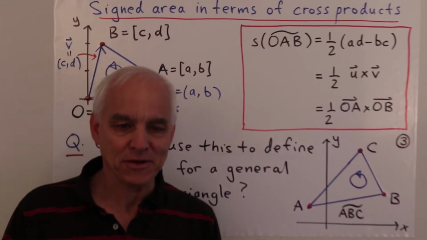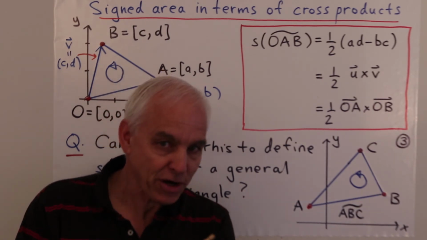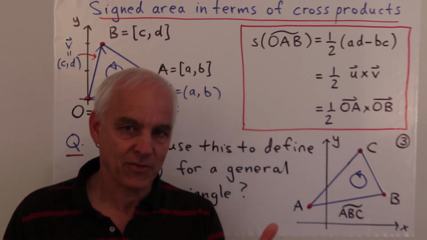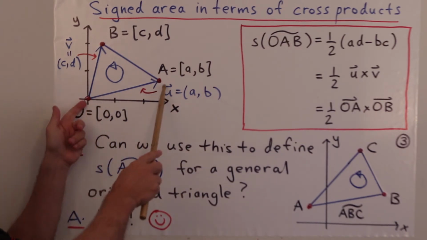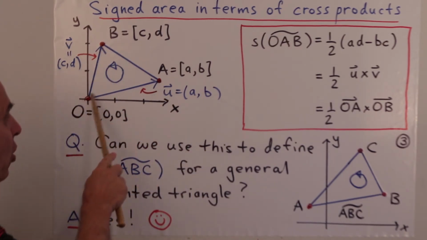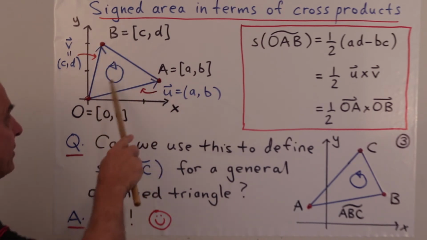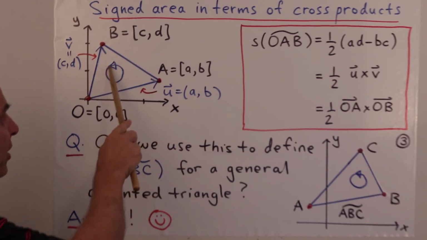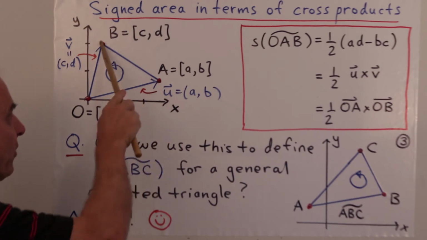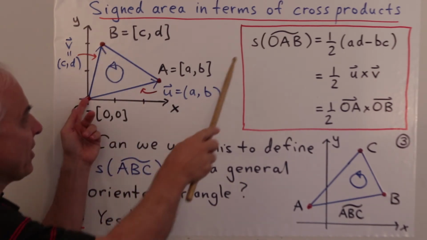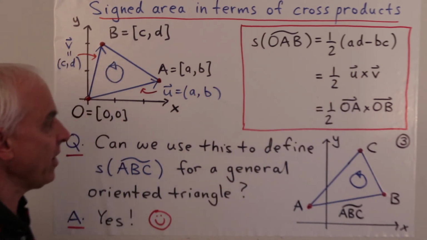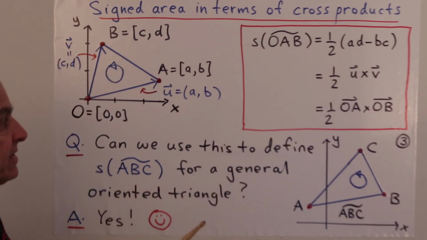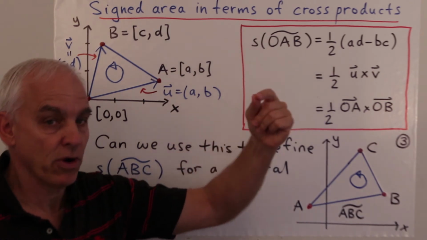Now it's pretty clear that there's a strong connection between cross products and signed areas. So let's just clarify that. Here's our triangle again that we've been considering, triangle OAB, and it's oriented, denoted by that little circle there with the arrow, meaning that we should go in this direction. Okay, and we've said that the signed area of OAB is equal to 1/2 AD minus BC. And now we can just observe that that's actually just 1/2 of a cross product.